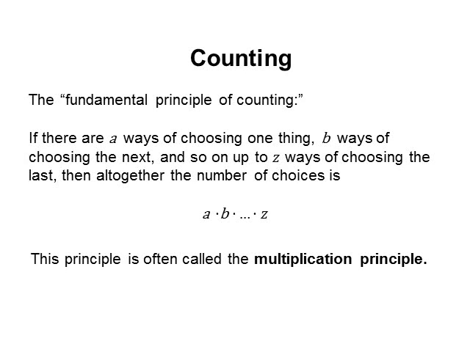In general, if there are A ways in which one thing can occur, B ways in which another thing can occur, and so on up to Z ways in which the last thing can occur, then altogether there are A times B times all the way times Z possibilities in total.